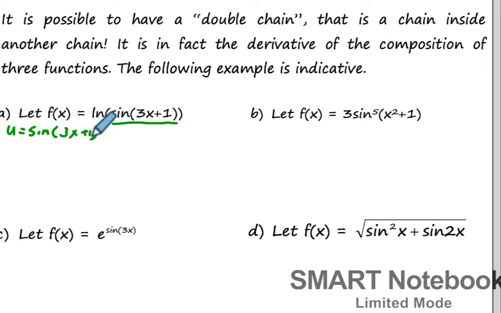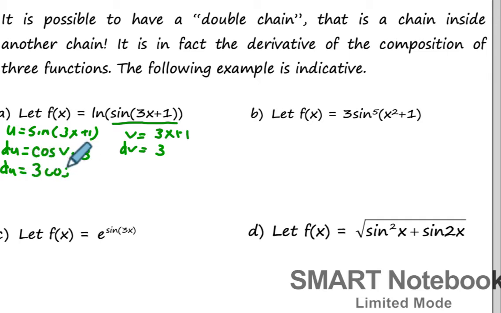For this problem, like our previous examples, I need to find the derivative of u. But I have a problem. I have an inside function, so I need to redefine another variable. So I'm going to let v equal 3x plus 1. So derivative of v is 3. So I'm going to rewrite u as sine of v, and the derivative of sine from my table is cosine. So I get cosine of v times the derivative of v, which is 3. So du is equal to 3 cosine of 3x plus 1. Now, that is just finding the derivative of the inside.